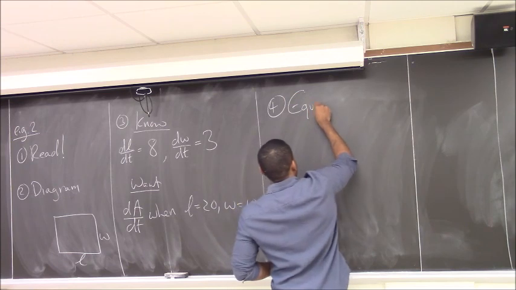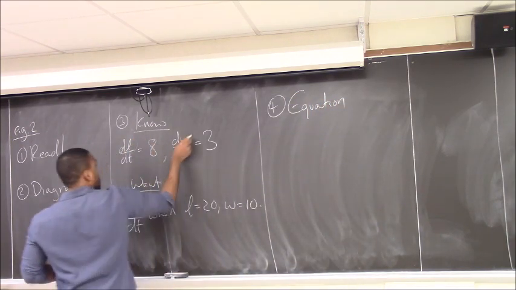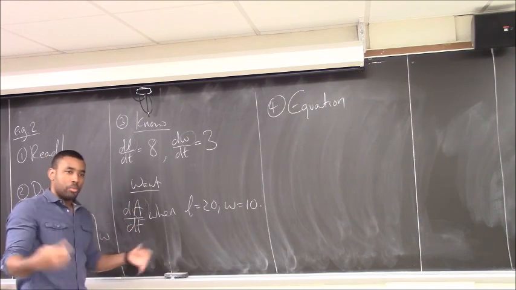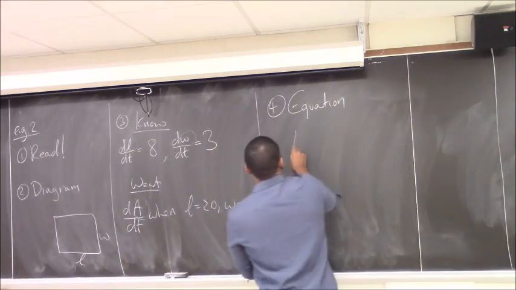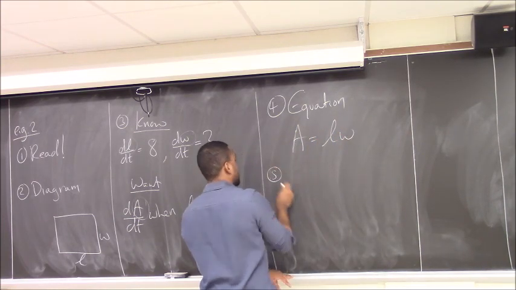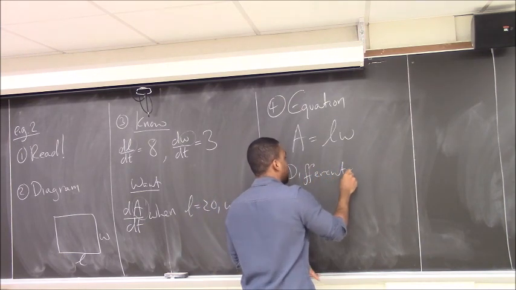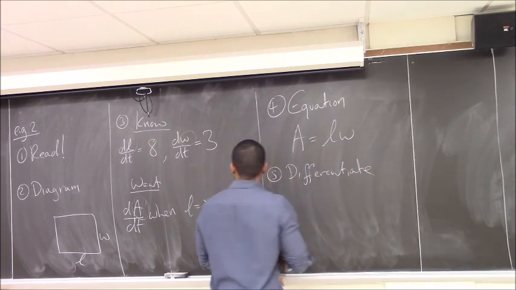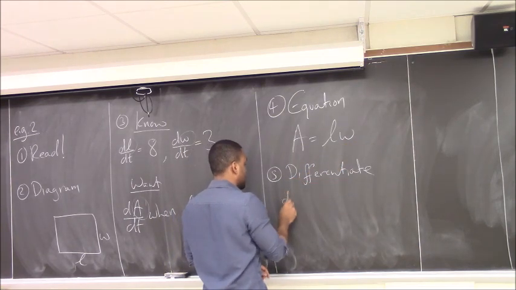So in step 4, we're going to do the equation. Our variables are L, W, and A. Can we come up with an equation that relates all of those? A equals W times L. Right. Area is equal to length times width. So step 5, now we're going to differentiate. How do I differentiate this with respect to t, dA over dt?